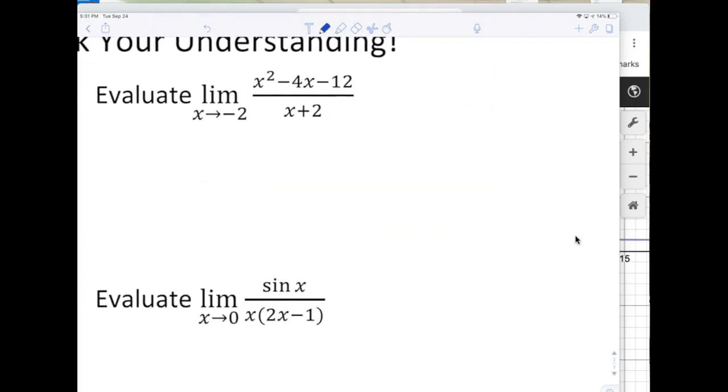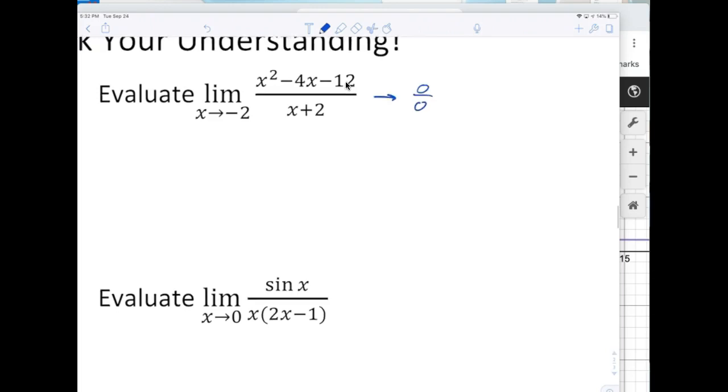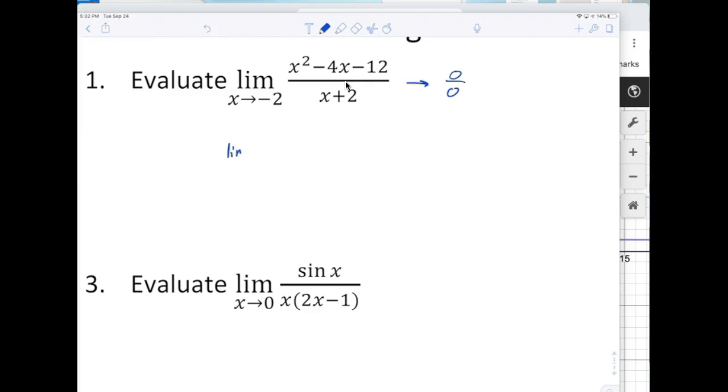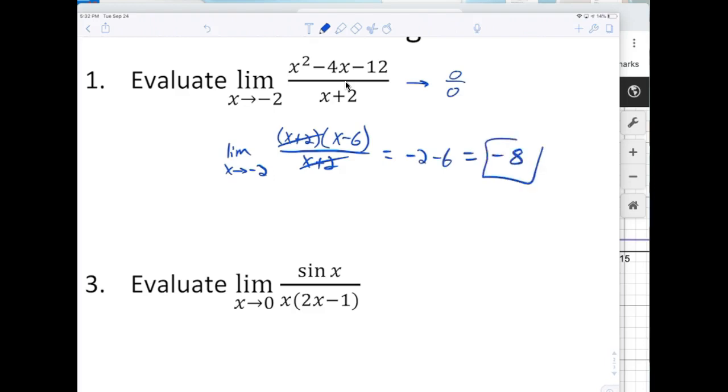All right, let's try them here. I can try direct substitution, but when I plug in -2, I'm going to get 0 on the bottom. And 4 plus 8 is 12, minus 12 is 0 as well. So this approaches 0 over 0, so we need to try some algebra. I'm going to try factoring. I'm noticing that the numerator factors as x plus 2 times x minus 6. And that's going to allow me to cancel the x plus 2's. And now I can use direct substitution to evaluate my limit and get -8.